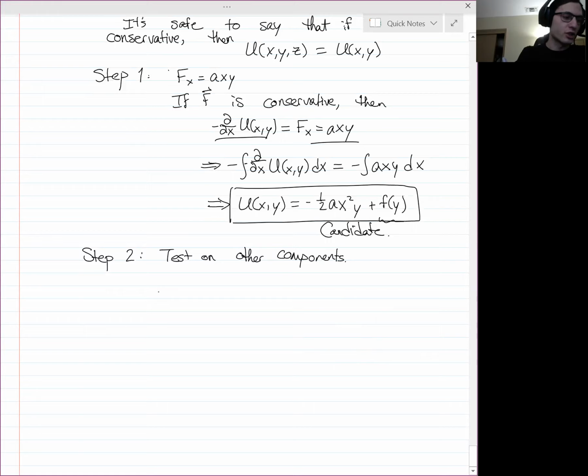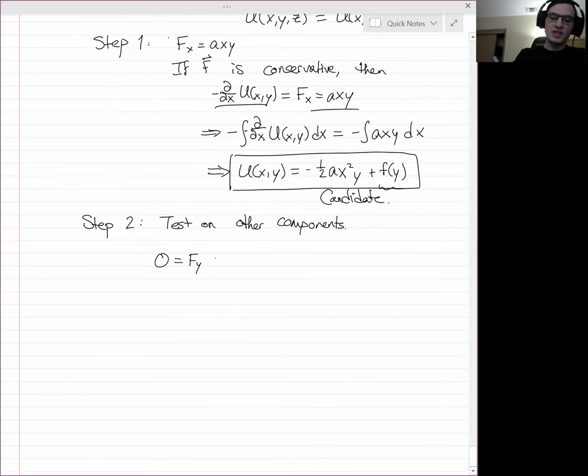So we know that for the y direction, the component in the y direction, you still have to add f sub y. You can call it whatever you want, c of y, g of y, whatever. I just choose f. We know that the y direction of the force is 0. So this has to be equal to negative partial derivative with respect to y of our candidate potential energy function, negative 1/2 ax squared y plus f of y. And now we can't treat this function as a constant anymore because we're taking a derivative with respect to y. So we have negative 1/2 ax squared plus f prime of y.